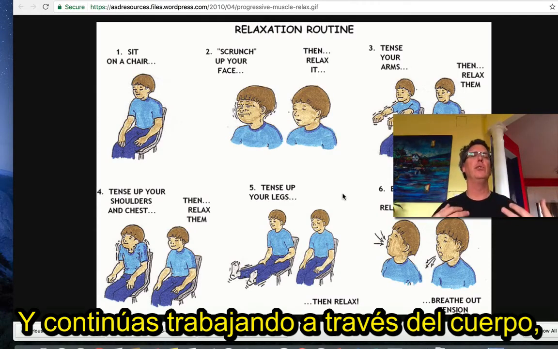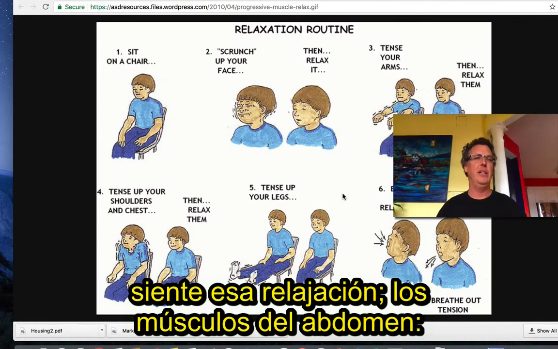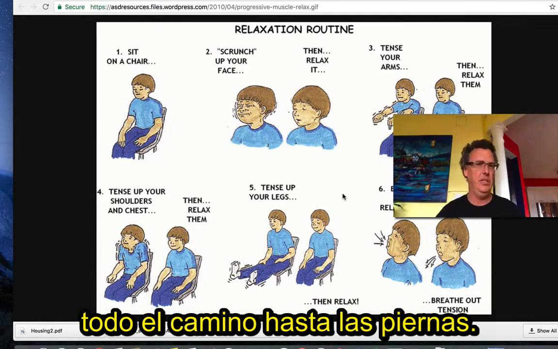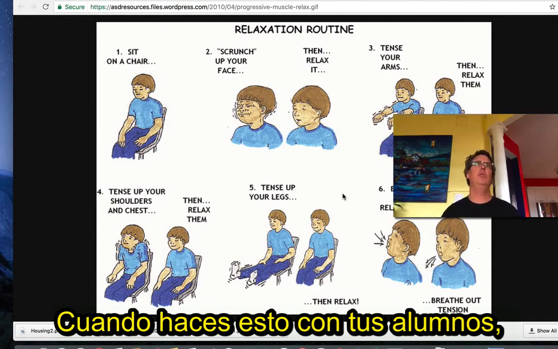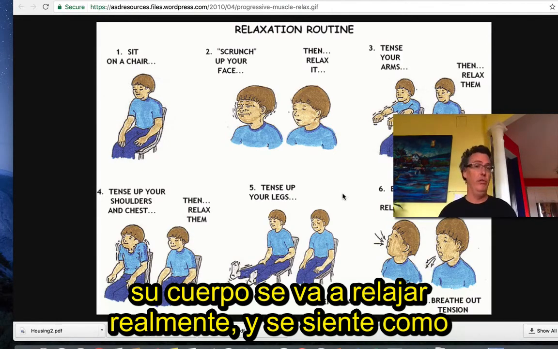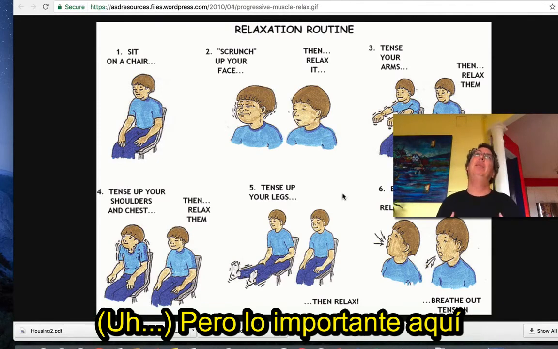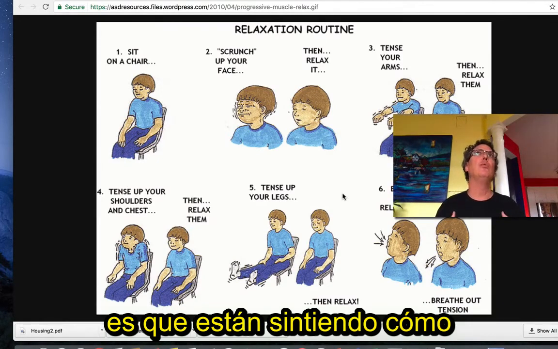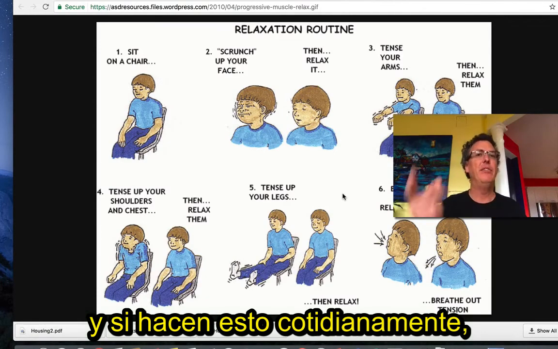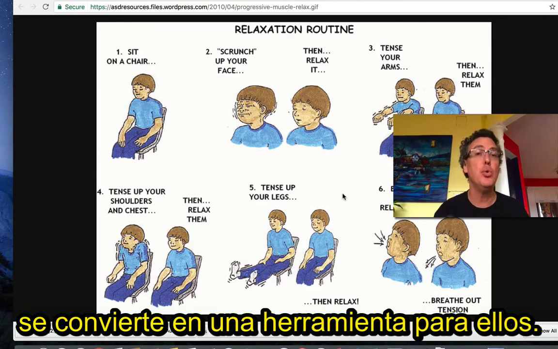And you keep working through the body: shoulders and chest, tighten them, relax them, feel the relaxation. Stomach muscles, tighten them, feel the relaxation, all the way down to the legs. When you do this with your students, first of all, they will love it. Their body will feel very relaxed, like you've had a nice massage almost. But the important thing is they're feeling what relaxation feels like, and they're associating that with the word. If they do this on a regular basis, then that word becomes a tool for them.